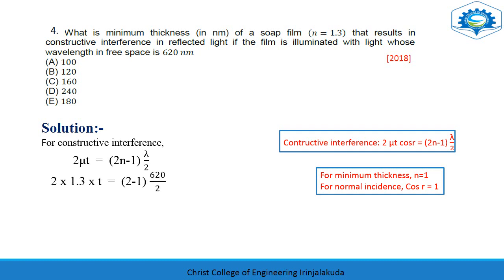2 into mu, the refractive index of the film, which is given as 1.3, into t is equal to 2 minus 1. Here small n is equal to 1, so (2 minus 1) into lambda by 2. Lambda is 620 divided by 2. Therefore, thickness is equal to 119.23 nanometer, approximately equal to 120 nanometer. So the answer is B. This is the answer.